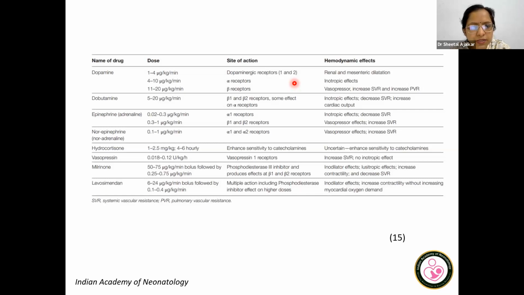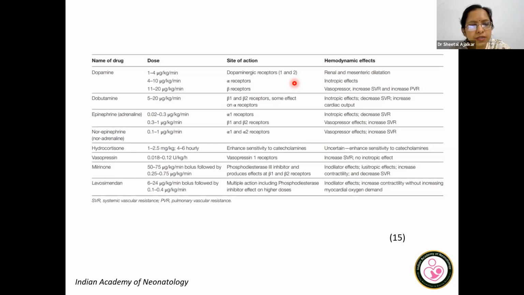So then the vasopressin, it acts on the vasopressin 1 receptors. It increases only the SVR, and there is no inotropic effect at all for vasopressin. There is a point to be noted that vasopressin does not increase the pulmonary vascular resistance.